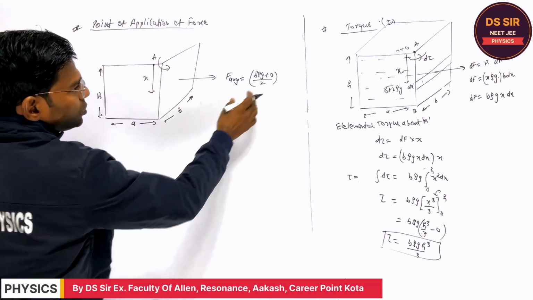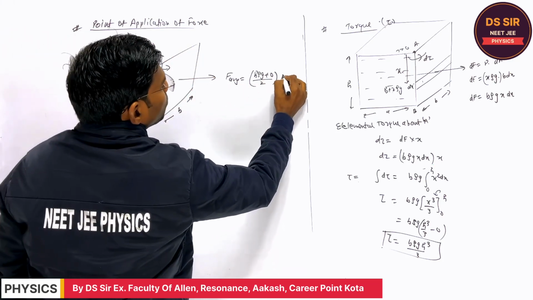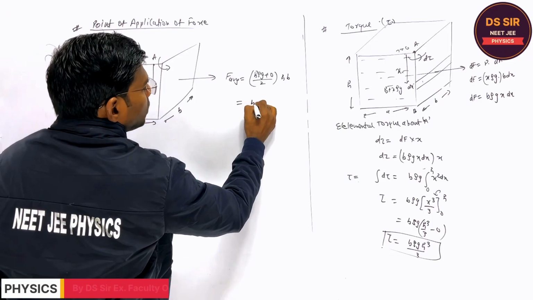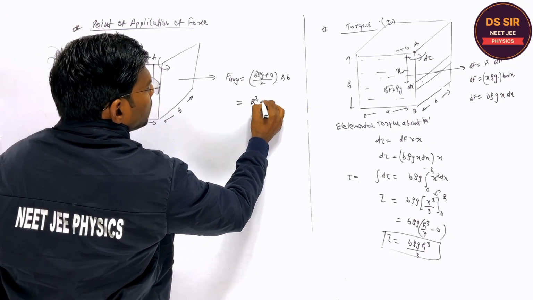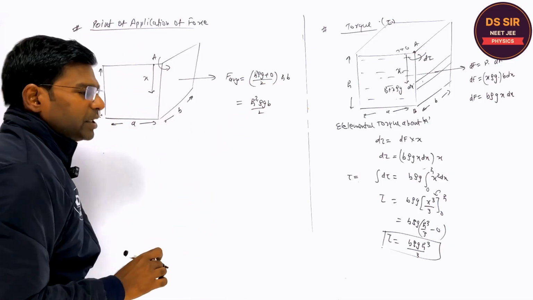What is this area? Force is equal to average pressure times area, and the area is h into b. Is it clear or not? So what is the average pressure? The total pressure is h square rho g b by 2. Is it clear or not?